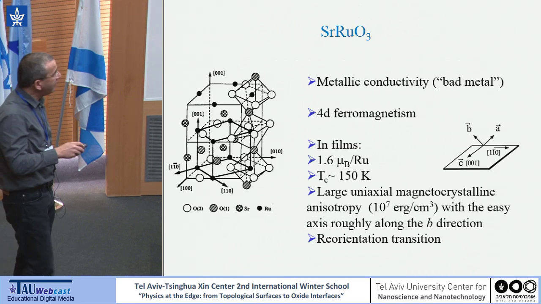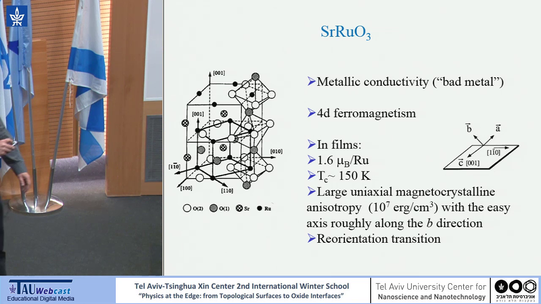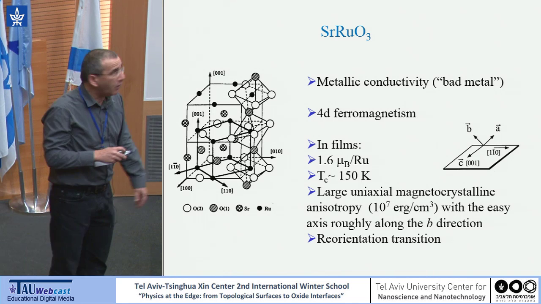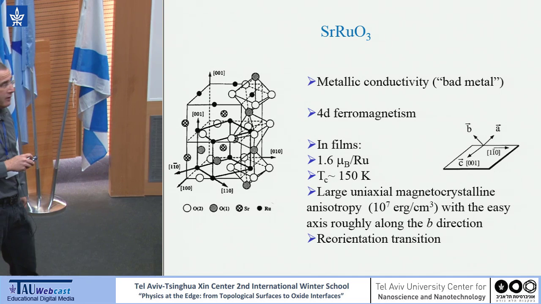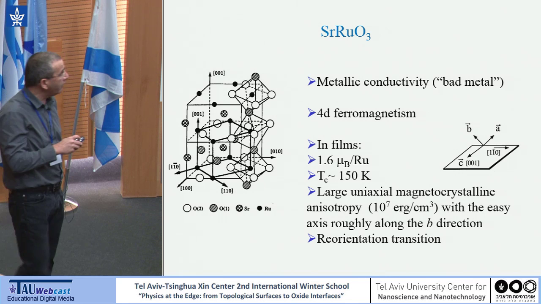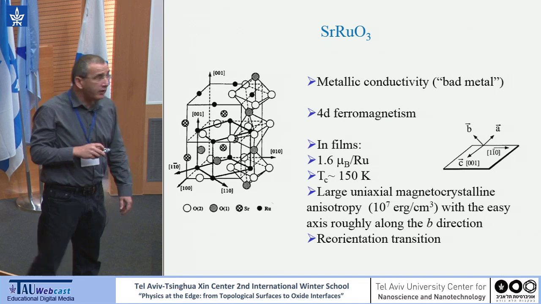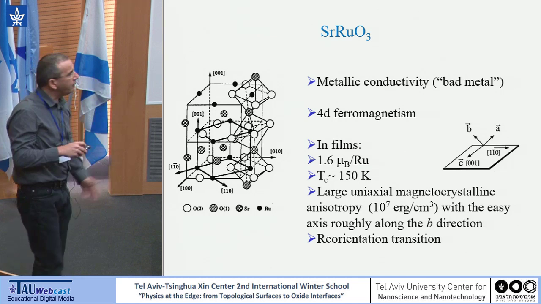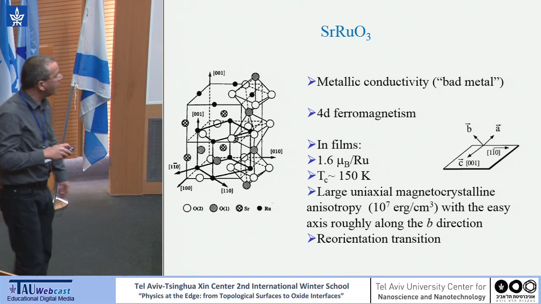Now before I describe the experimental results, a few words about strontium ruthenate. Strontium ruthenate is a magnetic perovskite, an itinerant ferromagnet, a 4d itinerant ferromagnet, because magnetism is coming from the ruthenium. Our study was on epitaxial thin films, MBE-grown thin films of strontium ruthenate, very high quality films. And in these films, we see a very large uniaxial magnetocrystalline anisotropy, an anisotropy field on the order of 7 Tesla. So this is really a very, very strong uniaxial magnetocrystalline anisotropy.